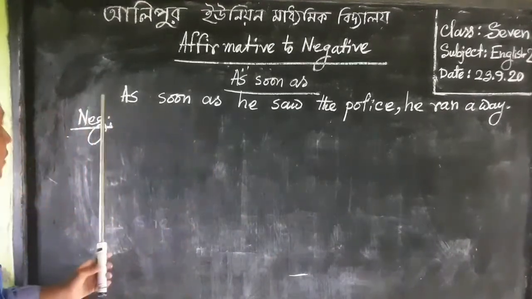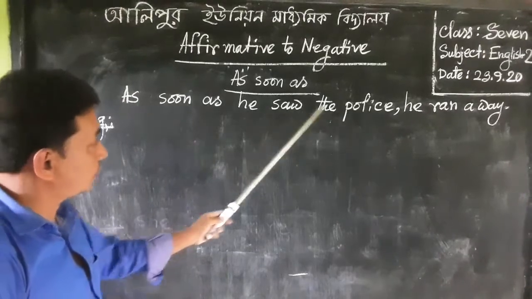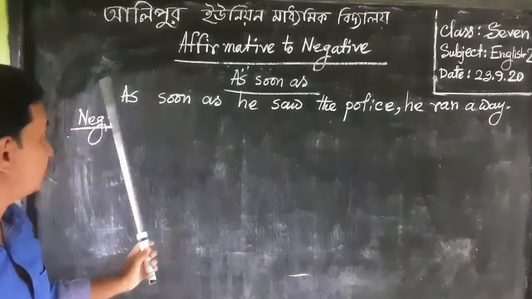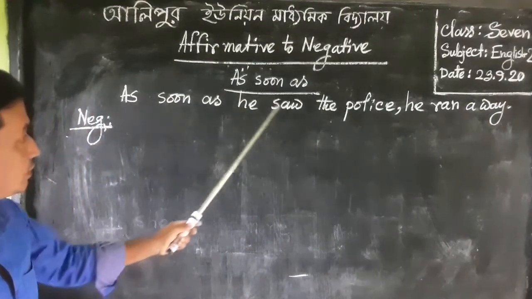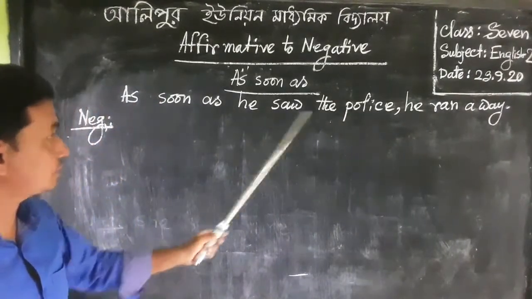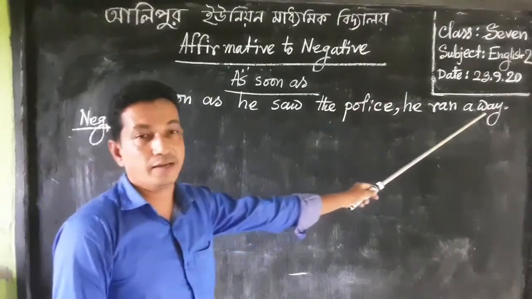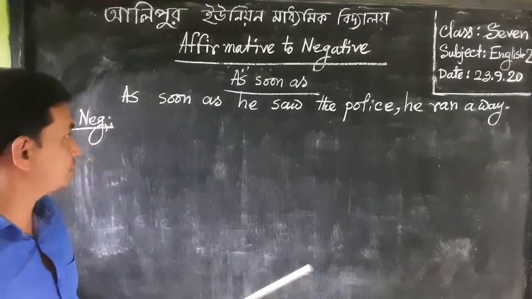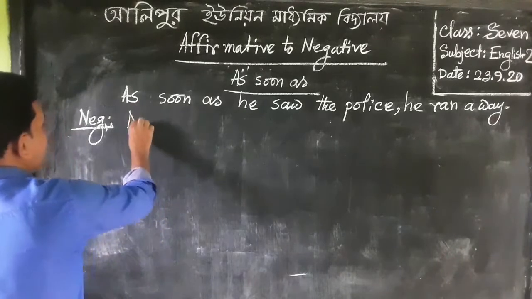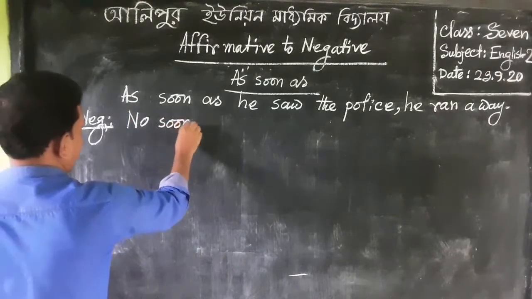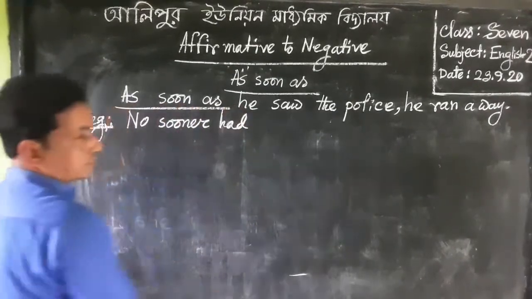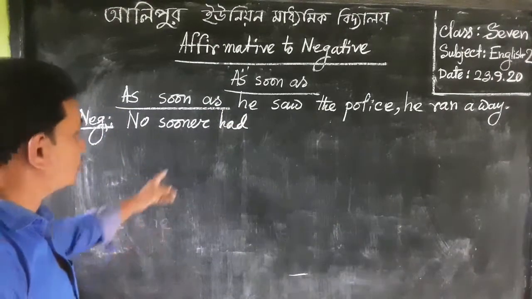Dear learners, look at the blackboard. As soon as he saw the police, he ran away. There are two activities in the sentence. The first action is as soon as he saw the police, and the second action is he ran away. And in this context, we may use no sooner had instead of as soon as. Okay, dear learners, as soon as can be changed into no sooner had.